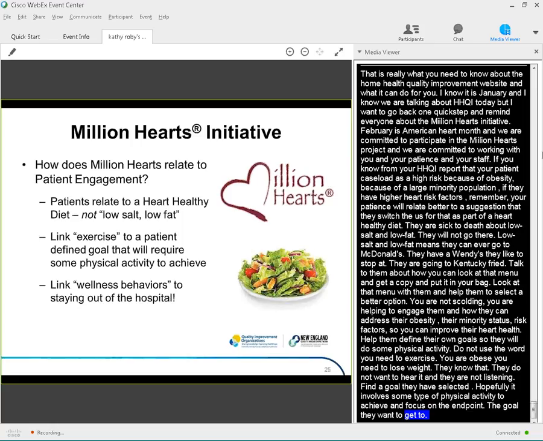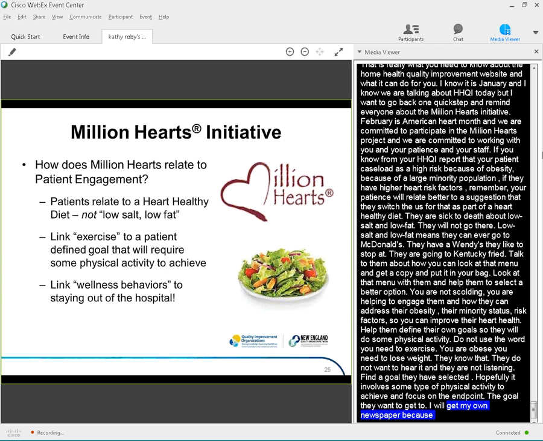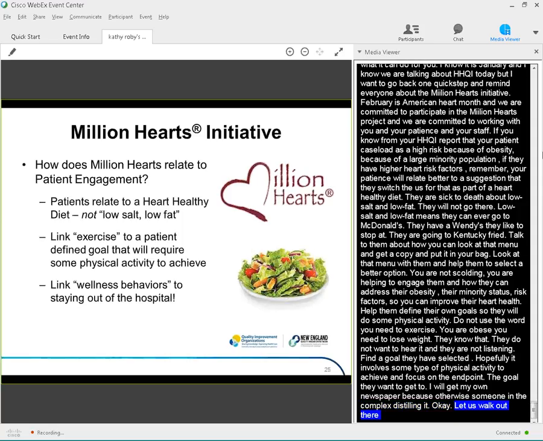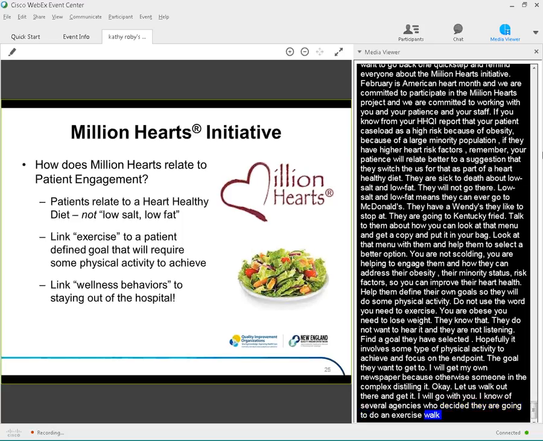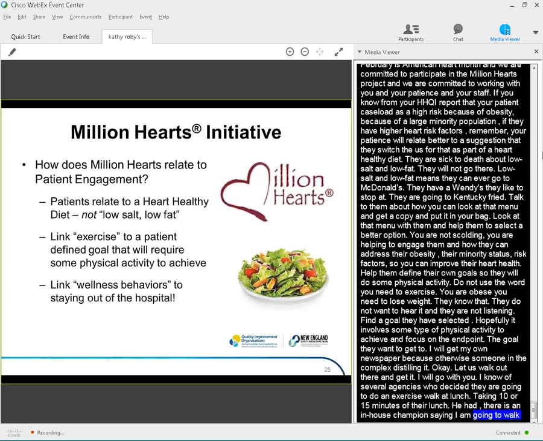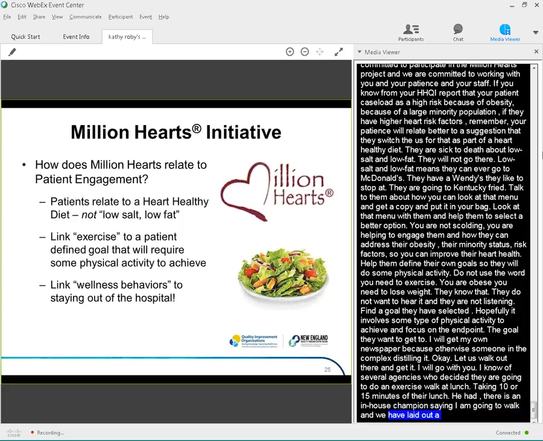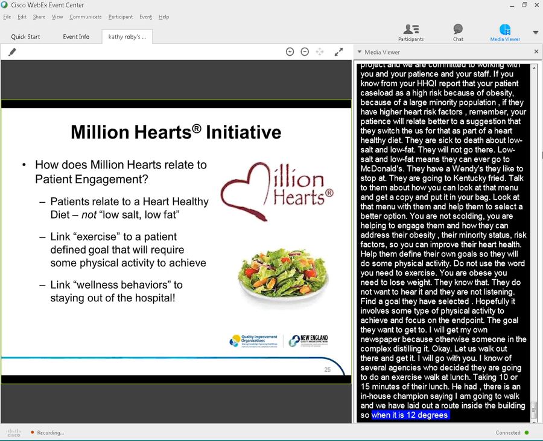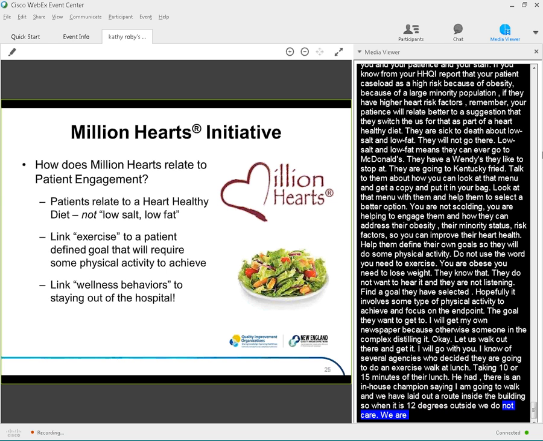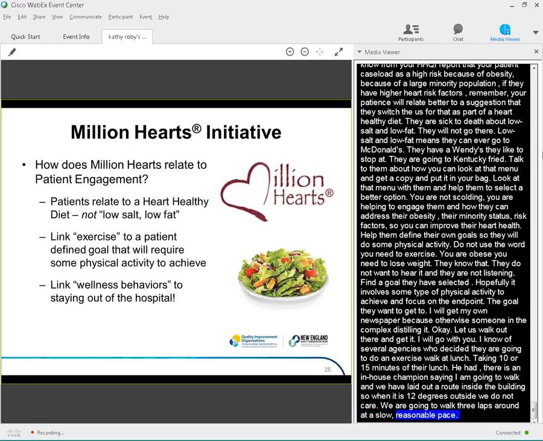I'll go with you. I know of several agencies who've decided that they're going to do an exercise walk at lunch. Taking 10 or 15 minutes of their lunch period, there's an in-house champion saying, I'm going to walk. We've laid out a route inside the building. So when it's 12 degrees outside, we don't care. We're going to walk 3 laps around at a slow, reasonable pace. No road runners need apply. This is not to win the marathon. This is simply to get up, get the blood flowing, get a little more oxygen to your brain.